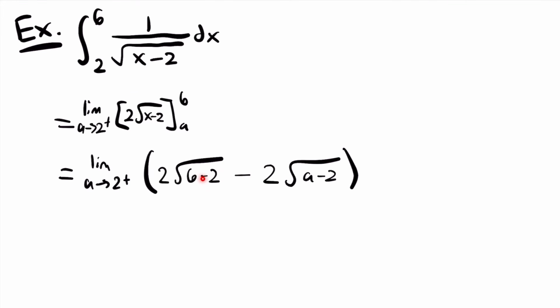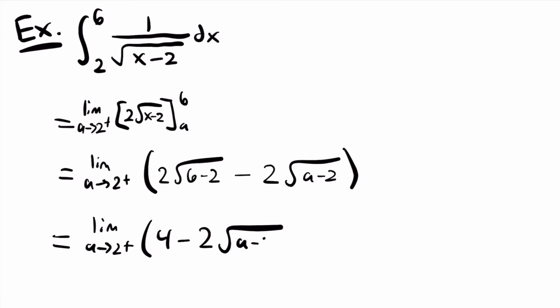Now 6 minus 2 is 4, and the square root of 4 is 2. So we have 2 times 2, which is 4. So this is equal to the limit as a approaches 2 from the right of 4 minus 2 times the square root of a minus 2. Now since we have a one-sided limit of a value that is not infinite, let's just plug in 2 into this expression and see what happens.